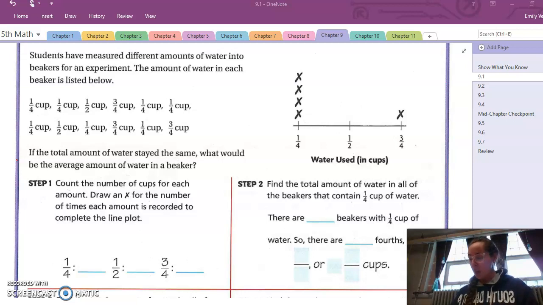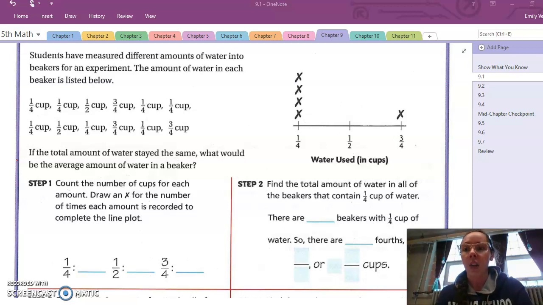Okay, so you should be on page 533, which is the front page, and we are actually going to walk through this example because it's really good, and it's going to show you what to be doing for the rest of the problems. We're going to start by reading the question up here, which says, students have measured different amounts of water into beakers for an experiment. The amount of water in each beaker is listed below, and then here's our data set. Looks like they've started a line plot for us, but I don't think it's finished, so we're going to have to finish that line plot over there for us.